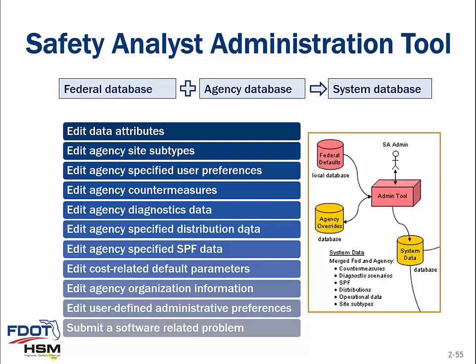The administration tool operates with three separate and distinct databases: the federal database, the agency database, and the system database. The federal database is a read-only local database that is distributed with the administration tool. It contains federal default data plus national averages for the crash distributions. The agency database is a local database that you maintain using the administration tool. It is the repository for the agency's specified deployment attributes. Finally, the system database contains the merged federal and agency data and is the source of that information for the Safety Analyst analytical tool.